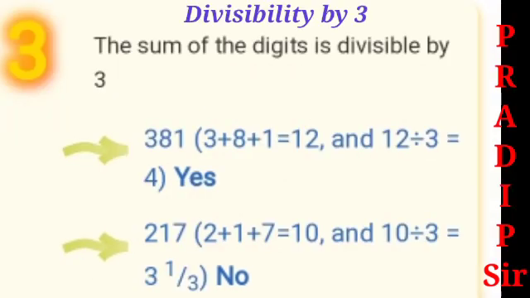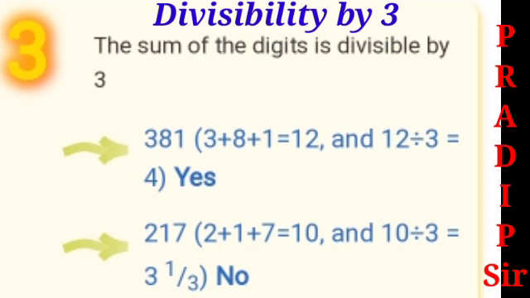Next is the divisibility by 3. In order to test the divisibility by 3, we have to test the sum of the digits of the integer. If the sum of all digits present in the number is divisible by 3, then we can say that number is divisible by 3.